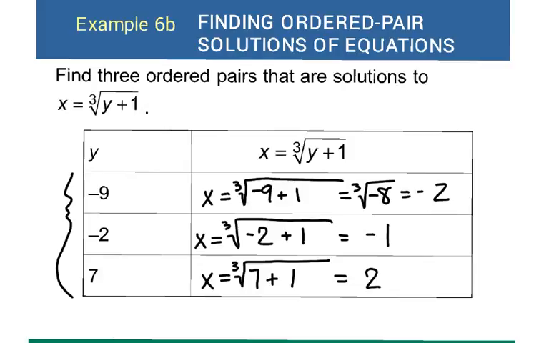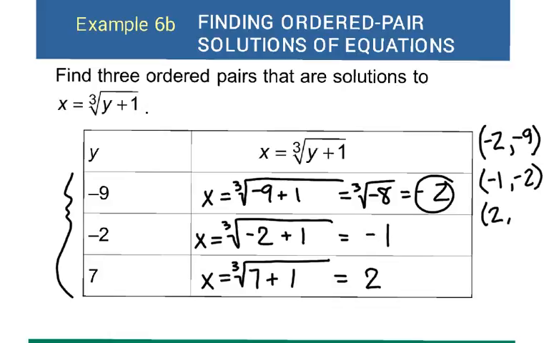All right, so writing it as ordered pair solutions, remember our x value still goes in the same place as the previous slide. Here's our ordered pair solutions. Our -2 goes first because it's the x value, and then the y, -9. Then (-1, -2), and (2, 7). And that's it for finding ordered pair solutions.